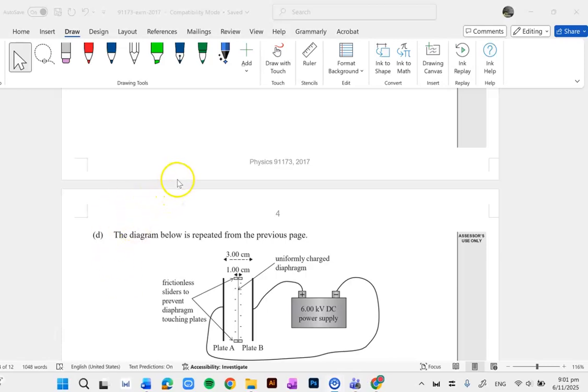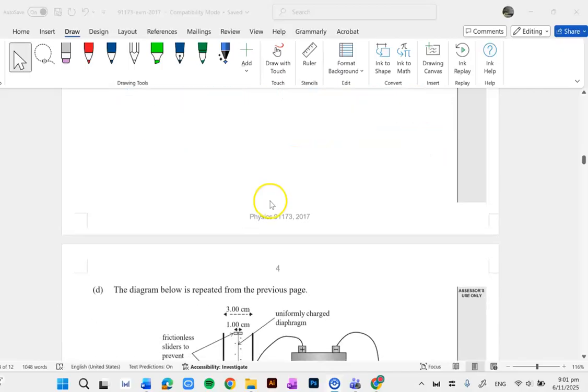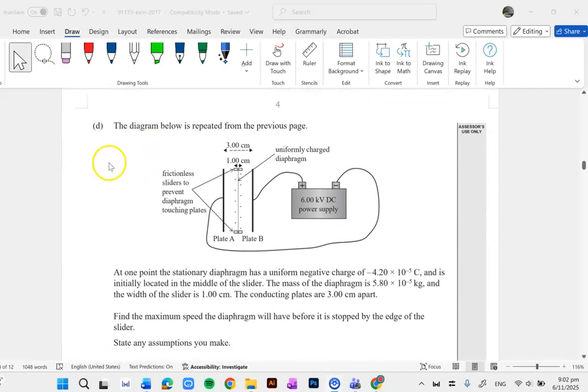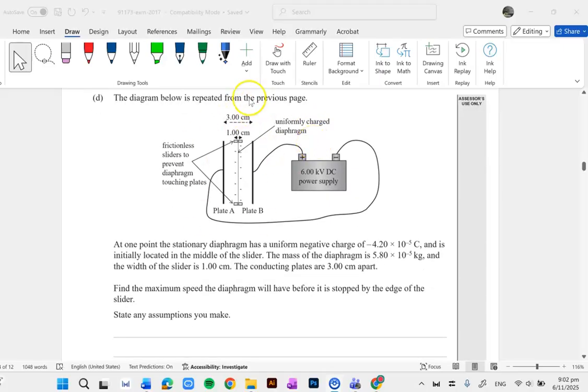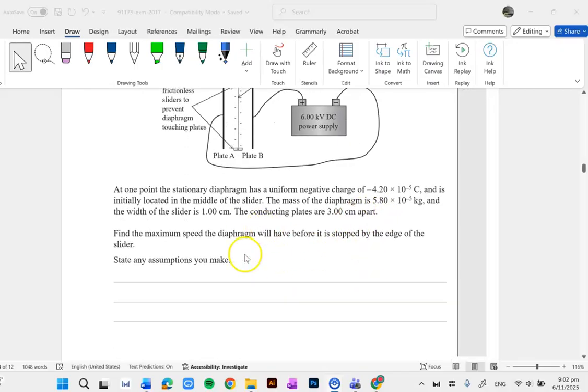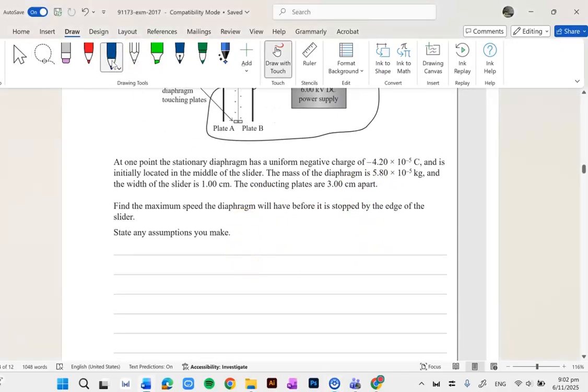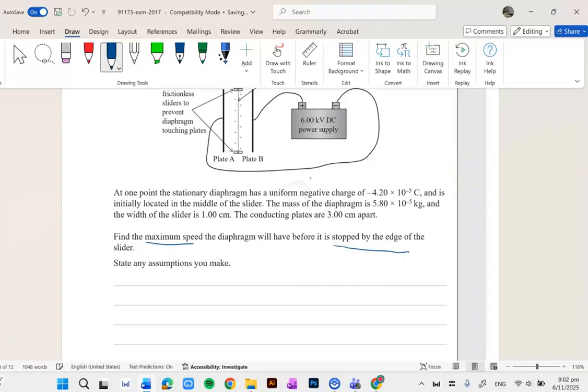Okay, just continuing from the 2017 question 1, part D. The diagram below is repeated from the previous page. We've got all this. At one point, the stationary diaphragm has a uniform negative charge of this and is located in the middle of the slider. The mass is this and the width is 1 centimeter. The conducting plates are 3 centimeters apart. Find the maximum speed the diaphragm will have before it is stopped by the edge of the slider.